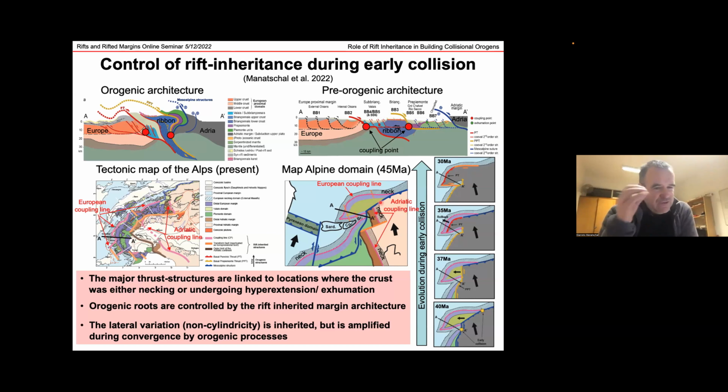So what we can see is that the major thrust structures are linked to locations where the crust was either necked or hyperextended. We can see that the orogenic roots are controlled by rift-inherited marginal structures, and that the lateral variation along the Alps is not cylindrical, but is controlled by rift inheritance that is amplified by orogenic processes.